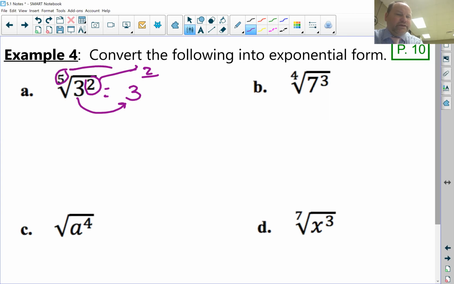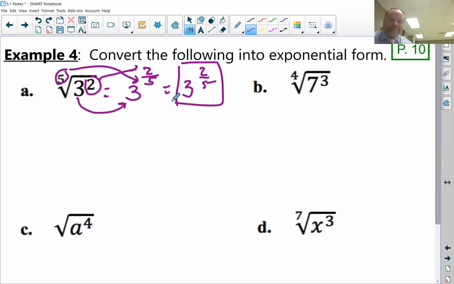And the index goes as the denominator. So I'm going to rewrite it so it's not quite as busy there. 3 to the 2/5 would be in exponential form. Seven to the 3/4. Base stays as 7. The exponent goes in the numerator. The index goes in the denominator.